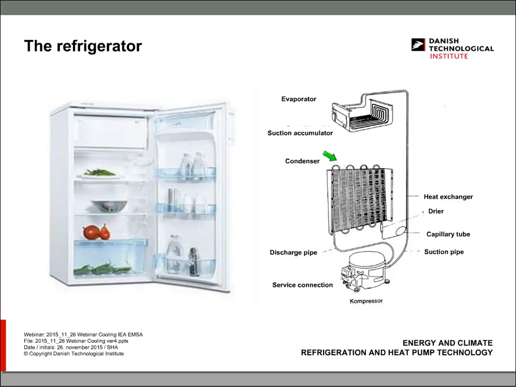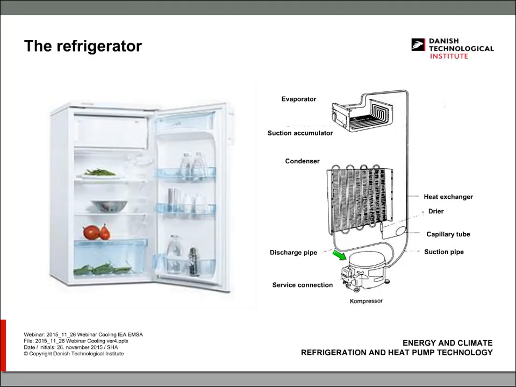We find the second main component, which is the condenser. It's placed on the back side of your refrigerator and actually gives heat to your kitchen. And the third main component is the compressor, which is normally located in the bottom part of it, giving a little bit of noise. Not much, but a little. So that's basically a refrigeration system that you all know, but probably don't know how it actually works.